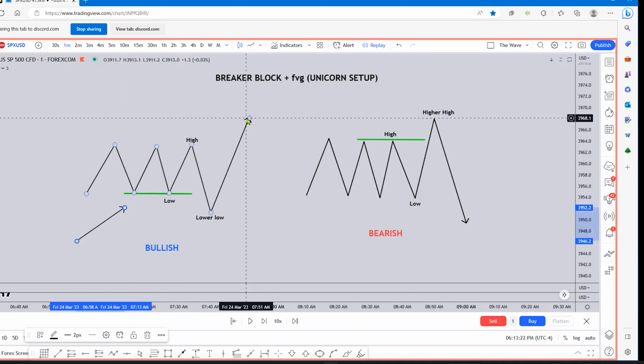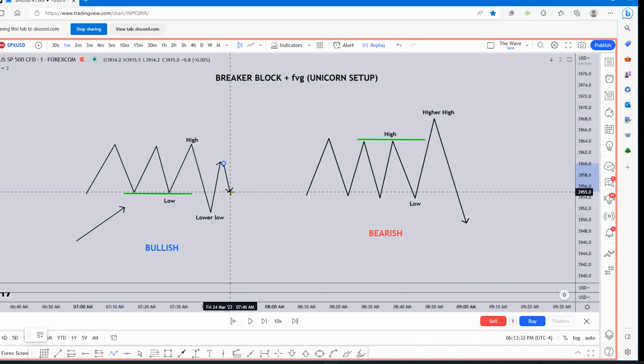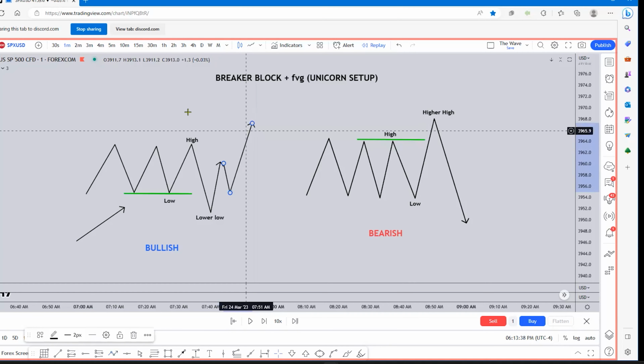price will come back and use this low as support, reaching buy side liquidity.